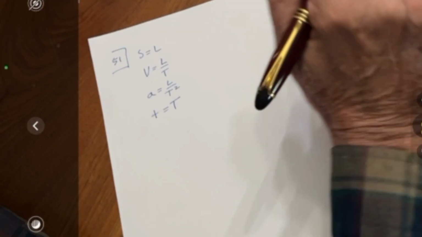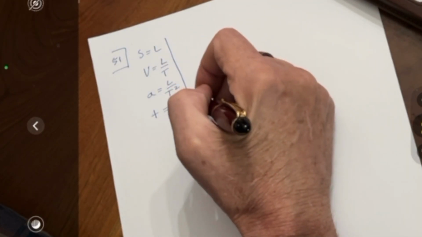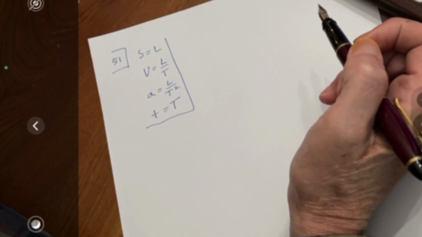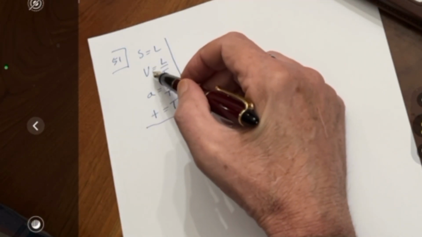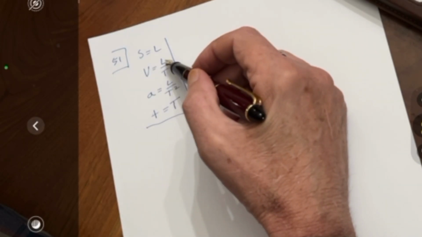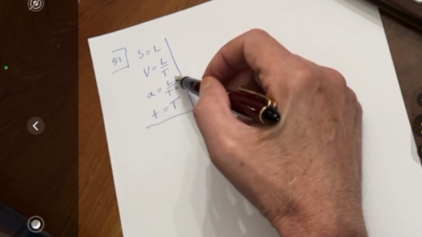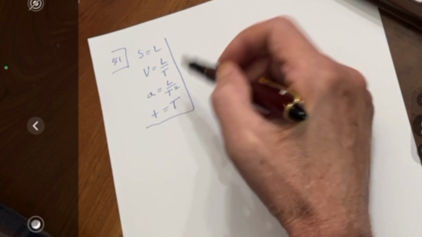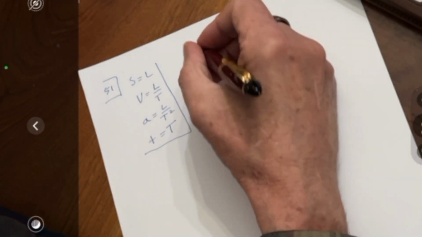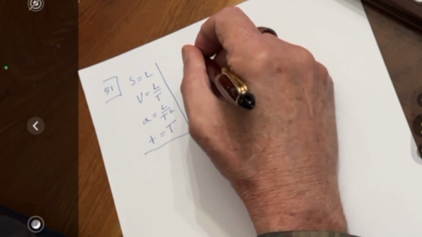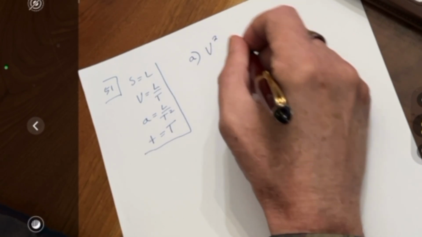Okay, so here's problem number 51, and it gives us these four values. S equals L, velocity equals L over t, acceleration equals L over t squared, and t, of course, equals t. And then it asks us whether or not these equations are consistent.